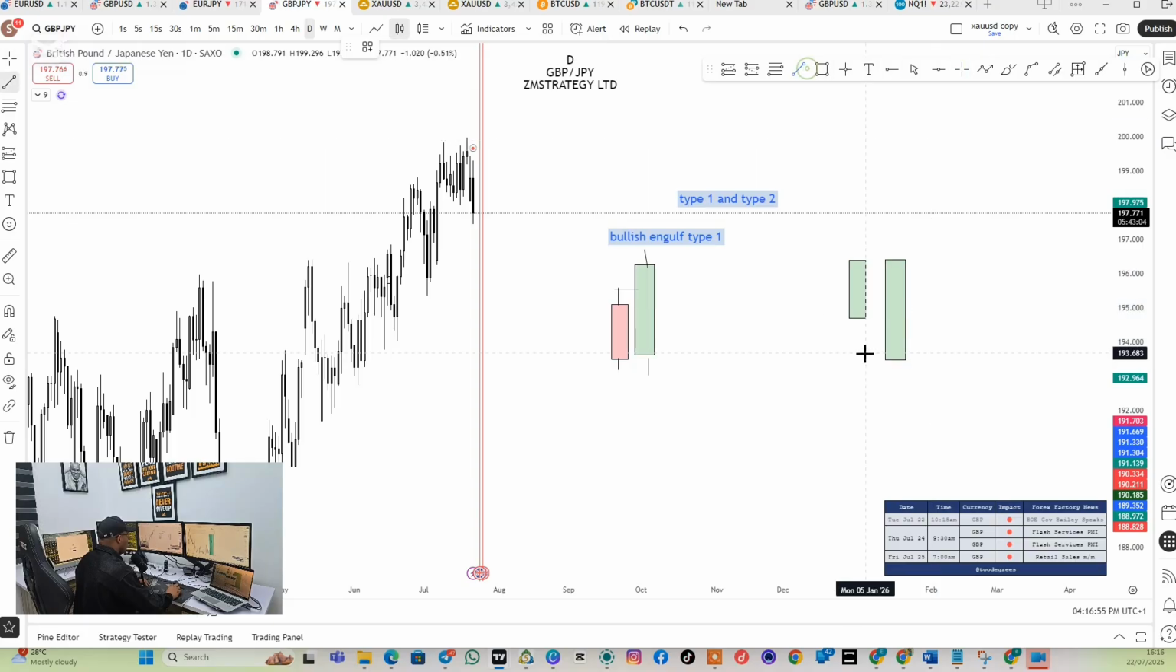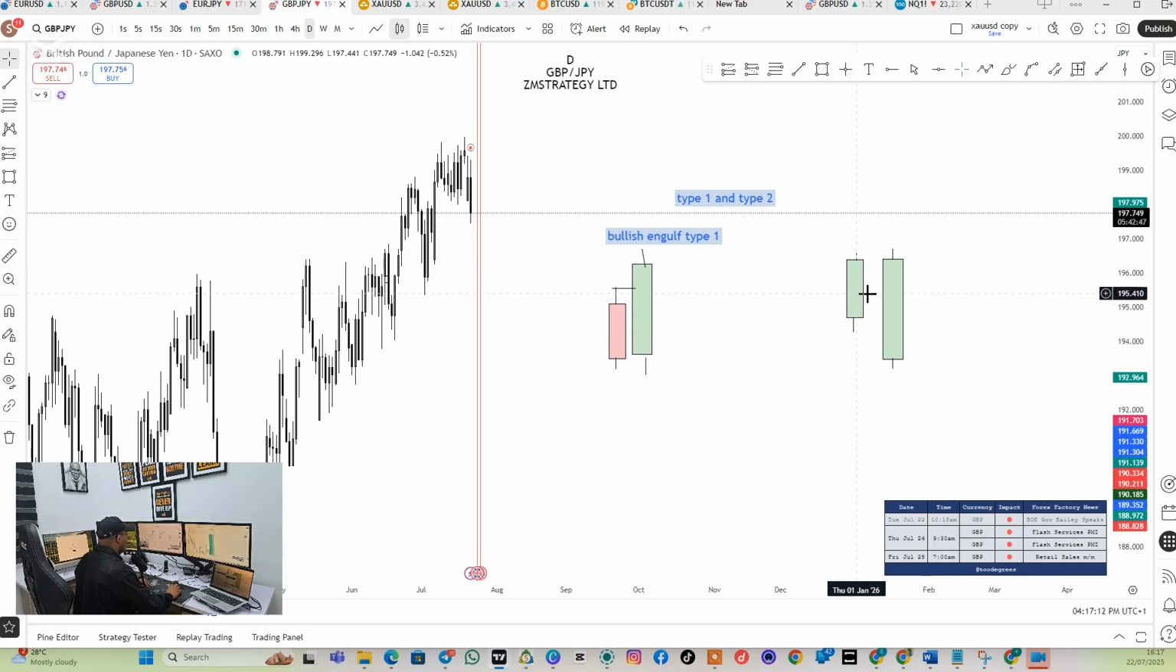We have our wick. We also have this guy. We have our wick here. I also have this guy as well. So now this is a bearish candlestick, so let's change to red. So now this is engulfing. This is a bearish engulfing type 1.